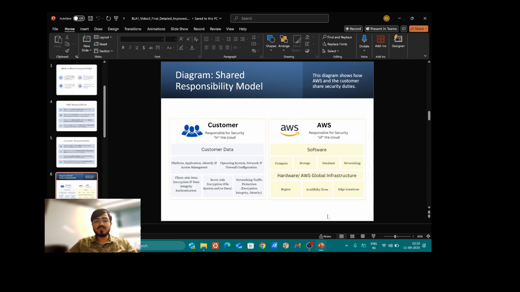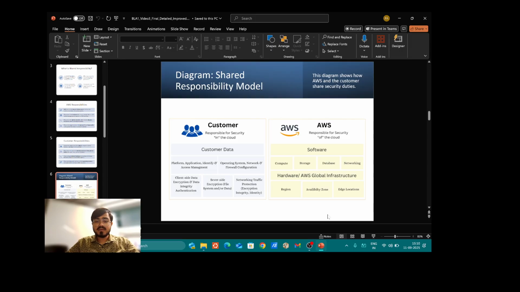Let me give you a very easy example. Think of AWS as an apartment building owner. They make sure the building is safe with strong walls, working elevators, fire alarms, and 24 by 7 security. That's the AWS responsibility. But inside your apartment, you are responsible. You must lock your door, keep your valuables safe, and not leave your window open. That's the consumer's responsibility. If you forget to lock your door, it's not the building owner's fault, it's yours.